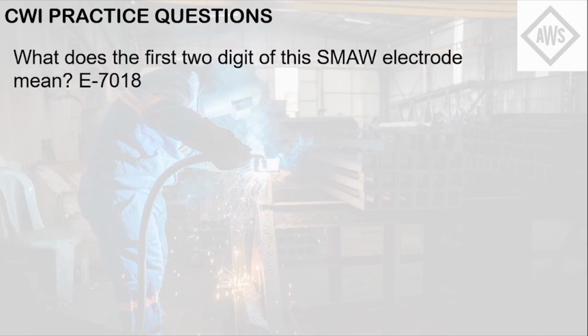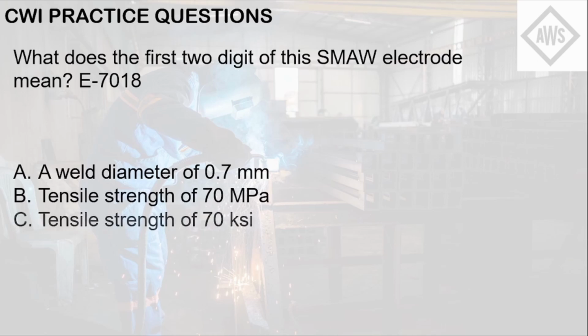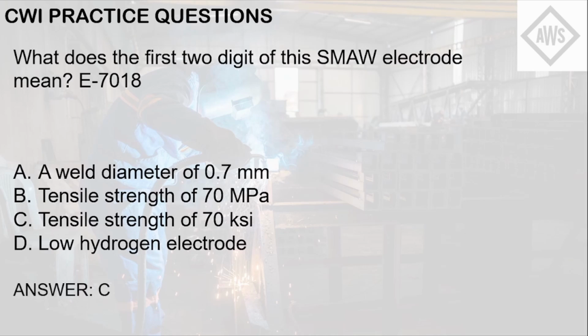Next question about welding electrodes. What do the first two digits of this SMAW electrode mean? E7018. Letter A, a weld diameter of 0.7 mm. Letter B, tensile strength of 70 MPa. Letter C, tensile strength of 70 KSI. Letter D, low hydrogen electrode. The answer here is letter C.